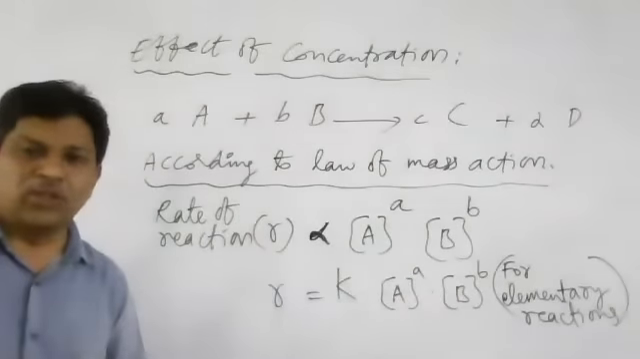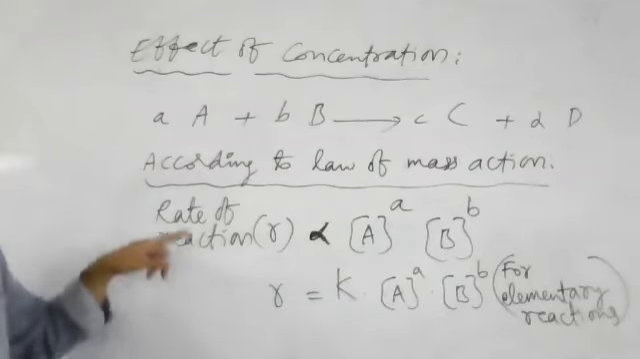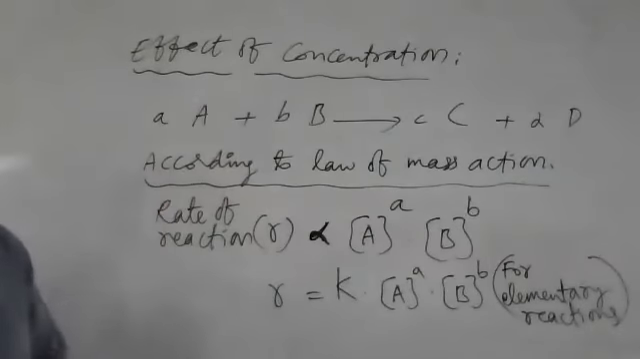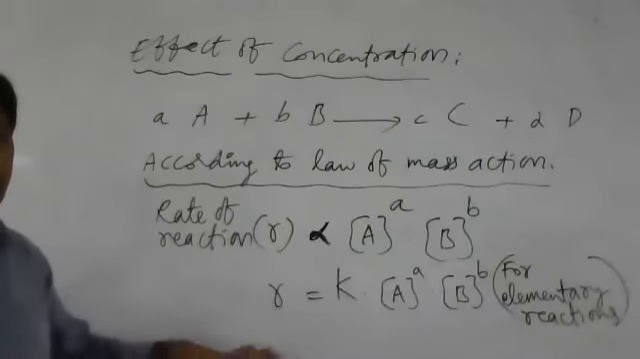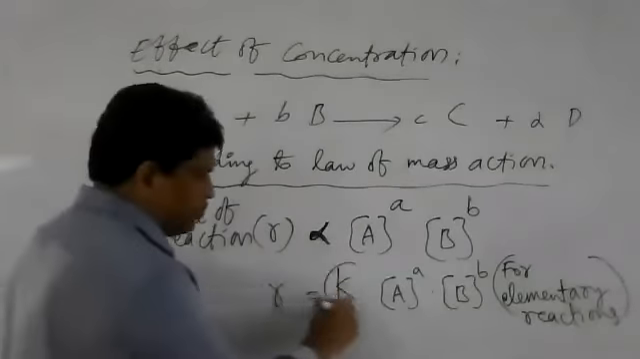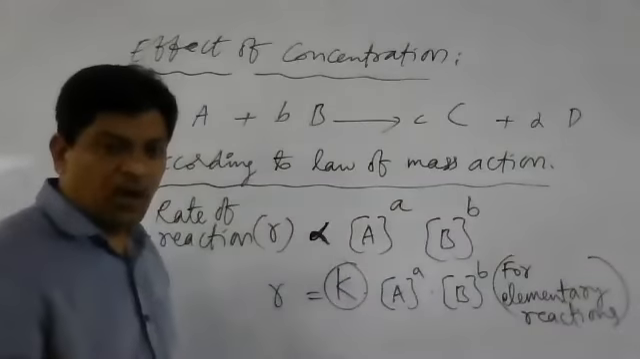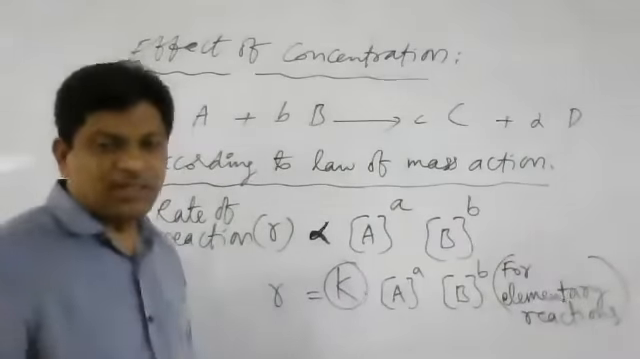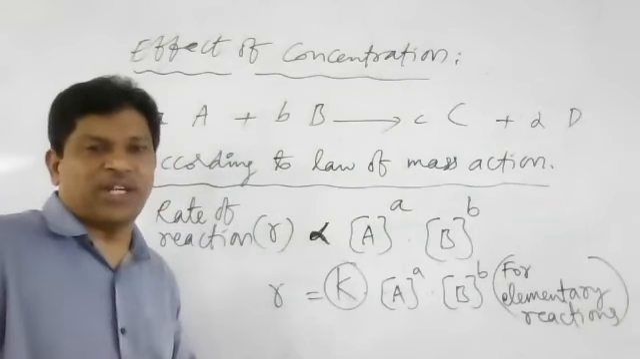Is the concept clear so far? For elementary reactions, we can apply the law of mass action. The same law cannot be applied for complex reactions. If you take complex reactions, how it should be written, I will tell you. Now what is k here? k is the rate constant, or velocity constant, or specific reaction rate.